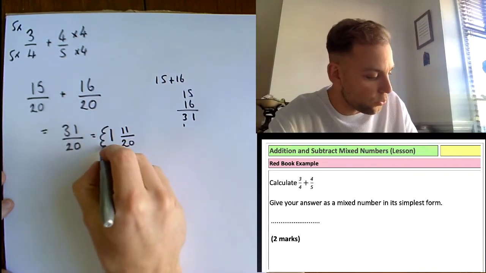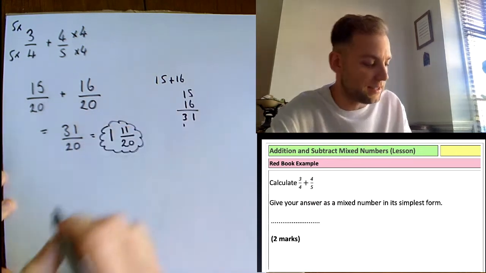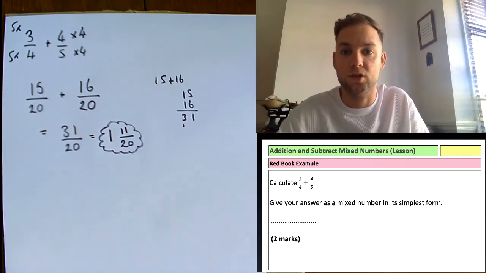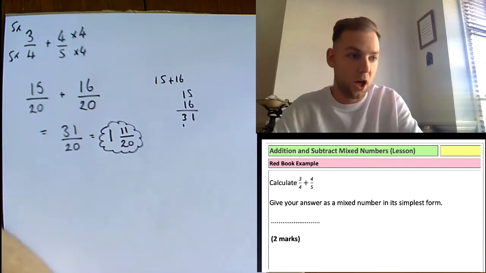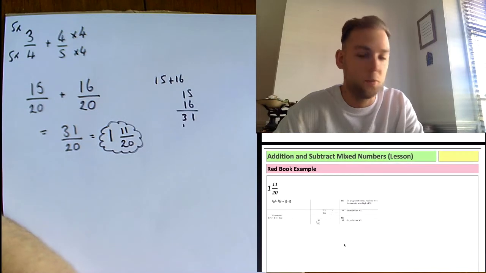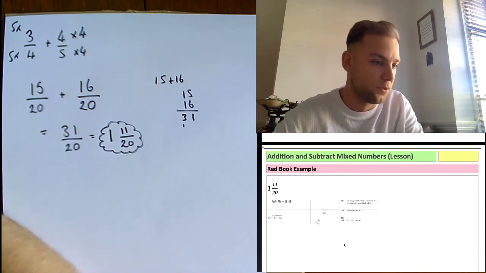So we've done that one just to get us back into the swing of things, to get us thinking about making sure that we know how to do these. So let's check our answer with that. Brilliant. And 1 and 11 over 20, that's absolutely perfect.